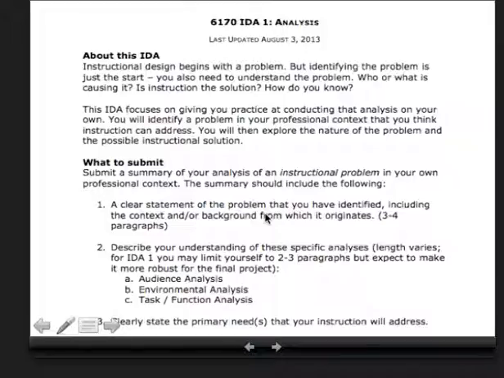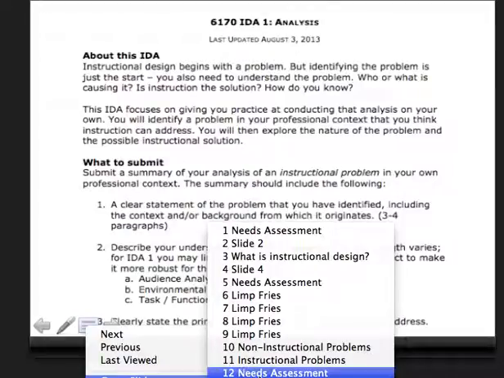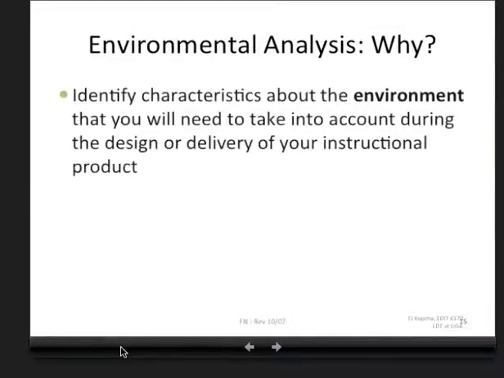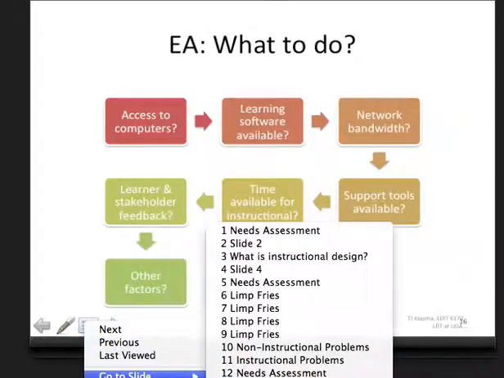All right. This PowerPoint is available to you for download. I encourage you to do that, because not only did it list for you some of the things to think about with audience analysis, and then environmental analysis, and then of course task analysis, but that's not all. It also showed you those things to look for, how to get the data, right? Ways to think about getting the data.